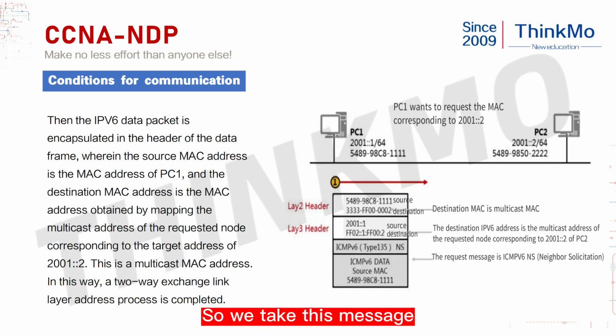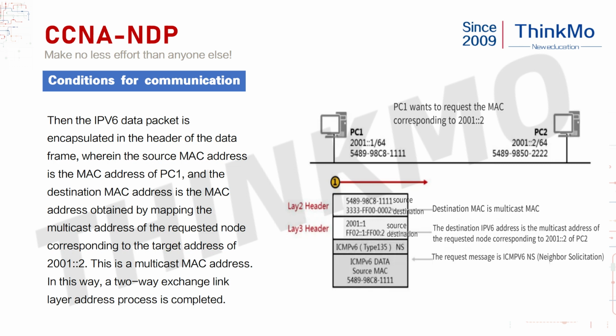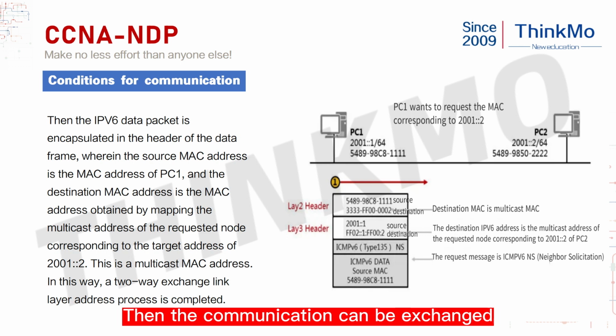So if we take this message, you can see it is a unicast packet. The related NA packet in IPv6 carries its own MAC address. It is the packet that PC2 sends to it. I also carry my MAC address in mine. This completes the two-way interaction process of the link layer address. And then we get everything after obtaining the link layer address of the peer party. Then the communication can be exchanged.